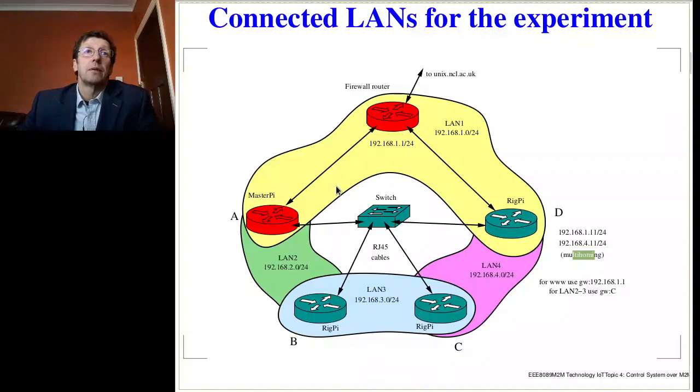Now, what do you see here? So we have those LANs, several LANs. Let's remember the lecture on the internet and our discussion of that. Each LAN is characterized with what? It is an IP address and a net mask.